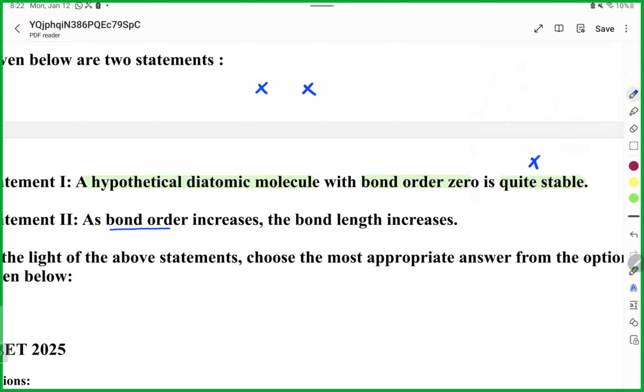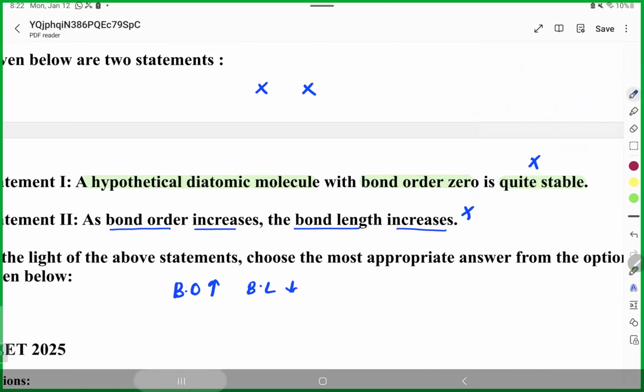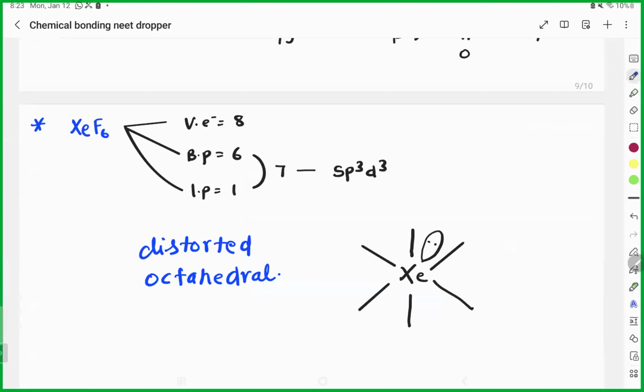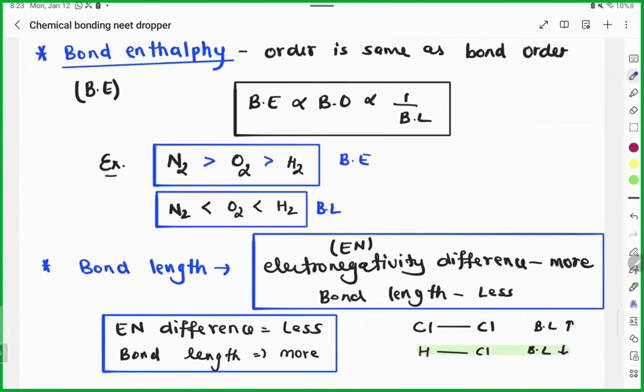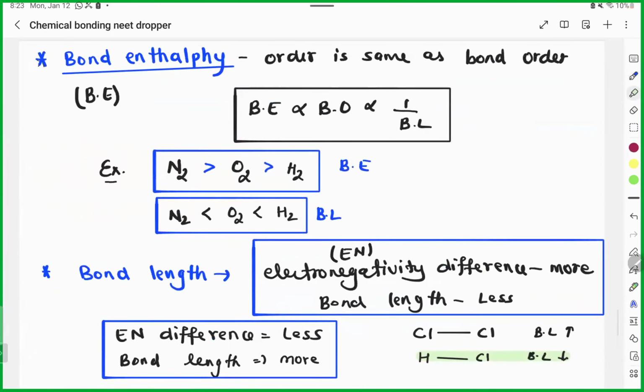Sara, if bond order increases, bond length also increases? No, sir, inversely proportional. Inversely. Whenever bond order increases, more bonds, then bond length will decrease. Same thing we did. See, here bond order increases, bond length decreases.